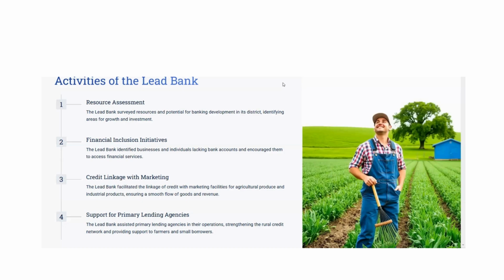Support for primary lending agencies. The lead bank assisted primary lending agencies in their operations, strengthening the rural credit network and providing support to farmers and small borrowers. That was a focal point of the lead bank scheme: to extend banking services to farmers, since they were financially illiterate people. So bringing farmers into the banking services network was a great initiative.